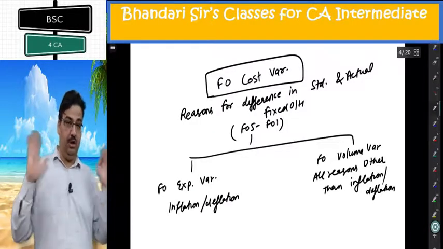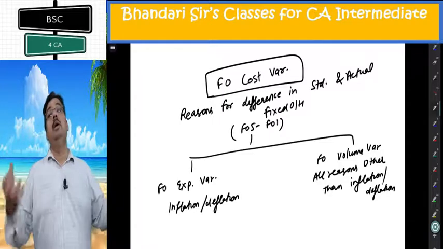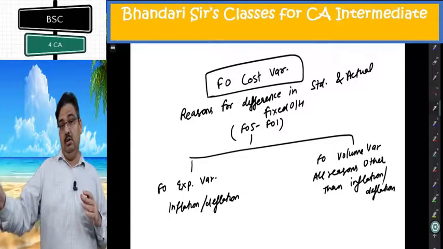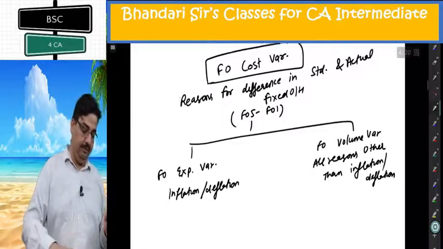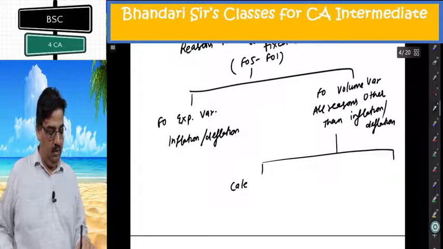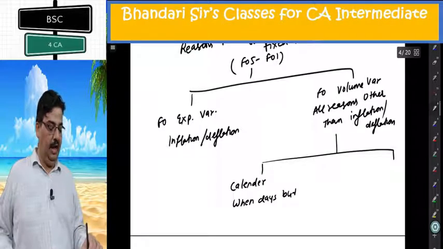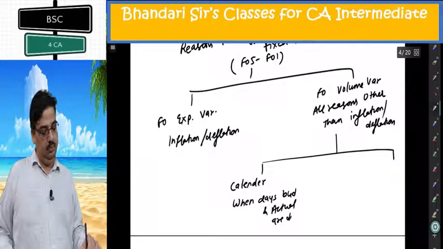Top level variance, fixed overhead cost variance. Middle level variance, expenditure and volume. Bottom level, never forget: expenditure, calendar, capacity, efficiency. 4 variances are in the bottom level. So here you get calendar, when days budgeted and actual are different.